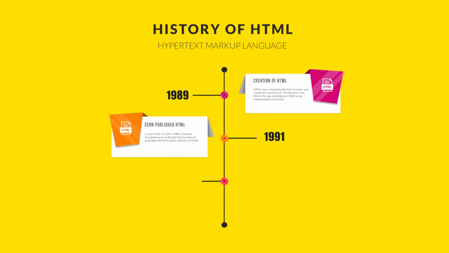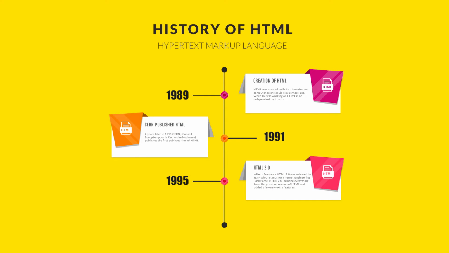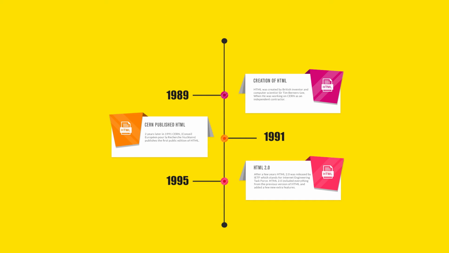Then, after a few years, in 1995, HTML 2.0 was released by the IETF, which stands for Internet Engineering Task Force. HTML 2.0 included everything from the previous version of HTML and added a few new extra features such as form-based file upload and form elements like text box and option button.